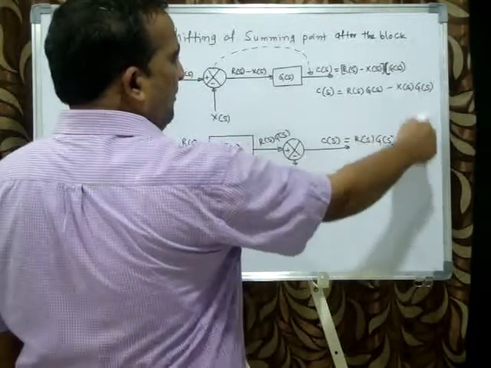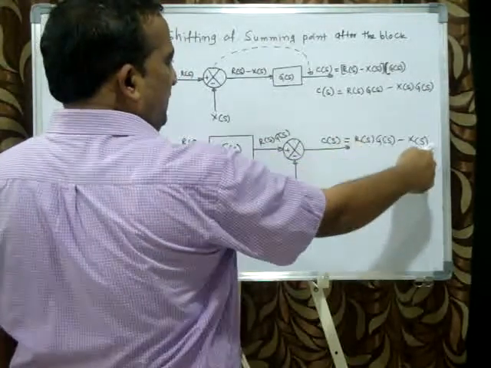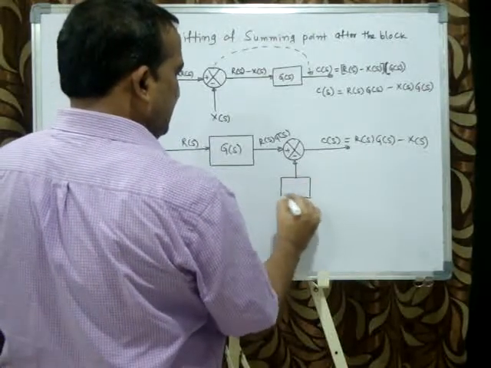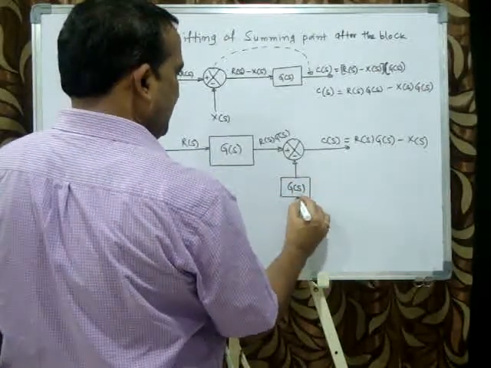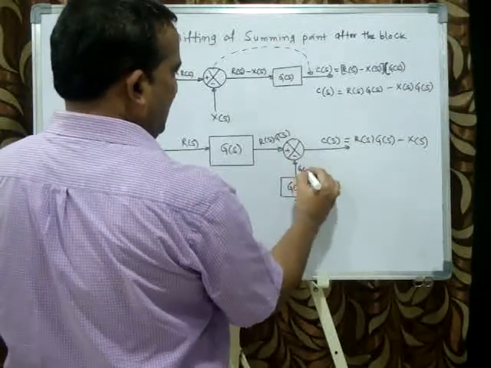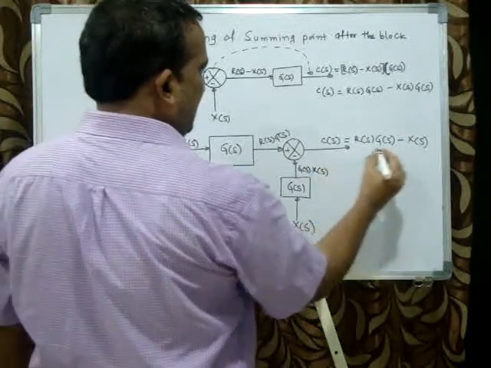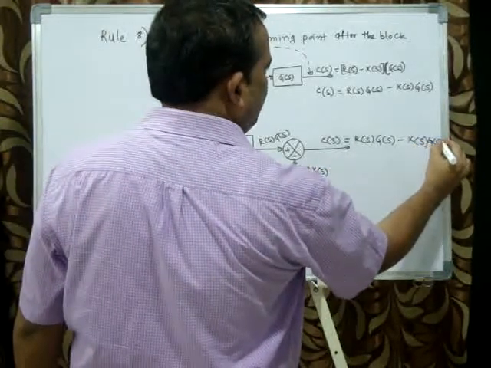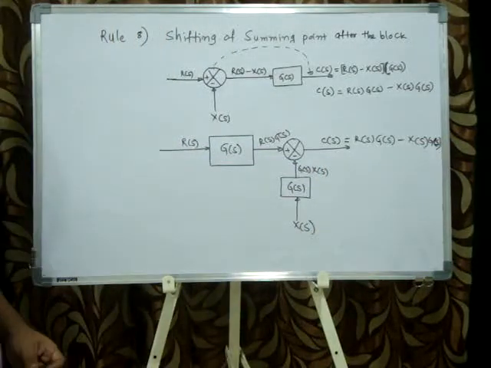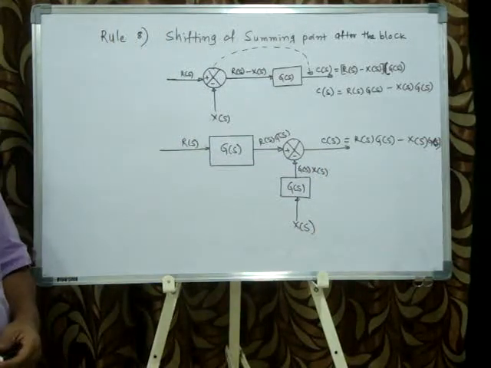You compare the above given system and your system. So I will go to X of s, and I will add a block G of s. Now here I will get G of s into X of s. Definitely I will get the same result. Both are now equivalent systems. This is rule number 8.